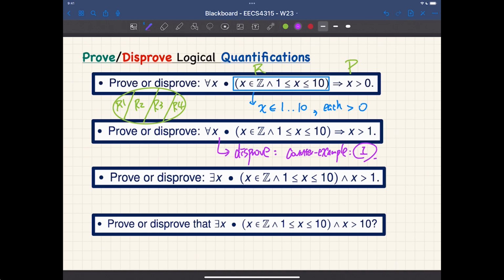To be more complete, I'll write it down for you. You can think about 1 being a member of the integers, and 1 less than or equal to 1 less than or equal to 10 implies 1 larger than 1. You can see I'm just plugging in the 1 here, and also 1 over here. What you get is equivalent to true implies false. So this part is true, this part is false, so you just get false. Okay, that's a complete argument.